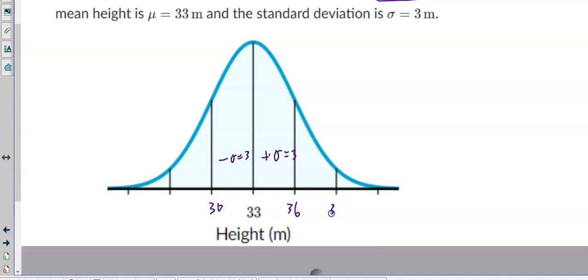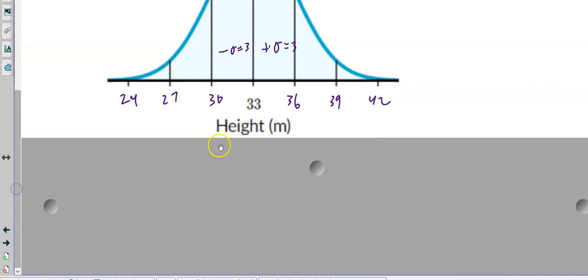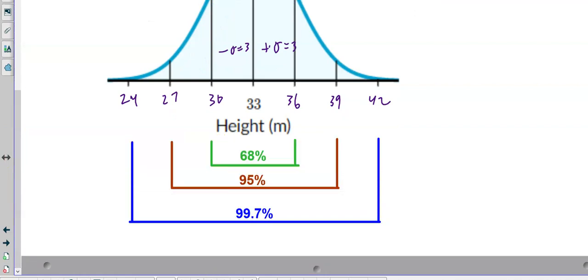And keep going. This would be 39. This would be 42. This is 27. And this is 24. So we've labeled everything we have to label there. And then they might, and again, we know between 30 and 36 for tree heights, 68% of the trees are between those values. Between 27 and 39, 95%, the vast majority of trees are between those values.